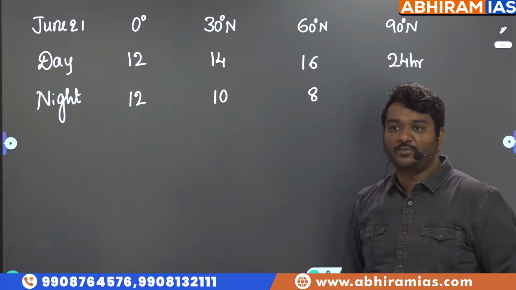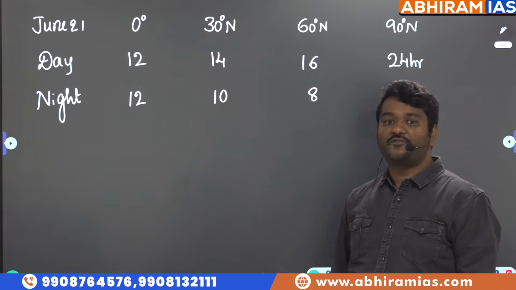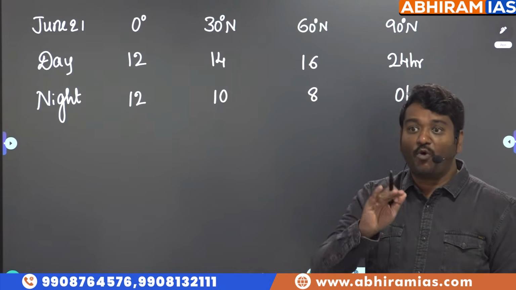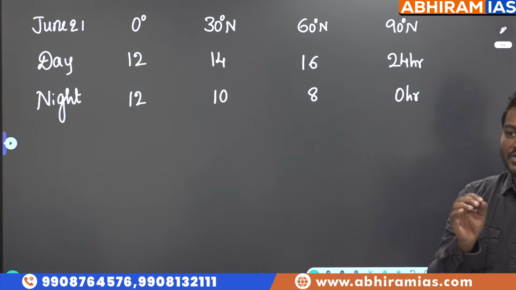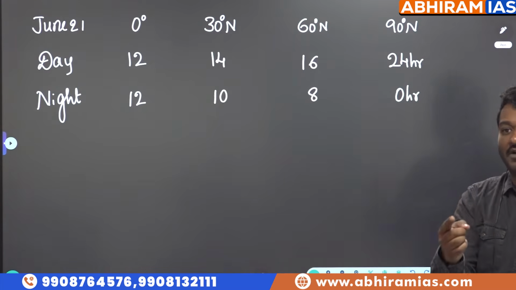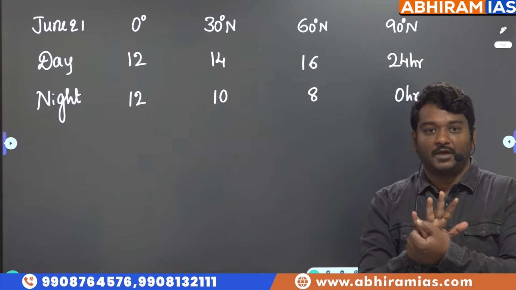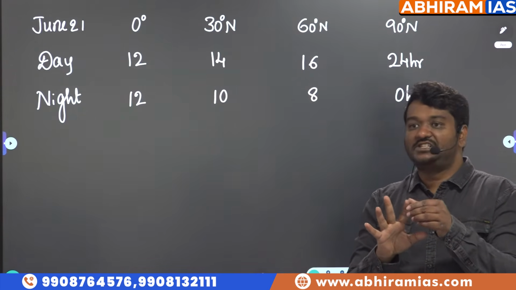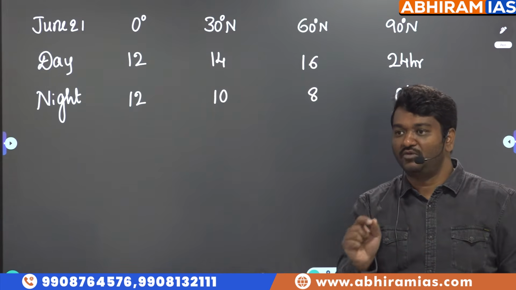What is the 2025 prelims question? They asked, on June 21st, which of the following latitudes will have day length more than 12 hours? Are you getting the point? Options: 30 degree south, equator, 30 degree north, 60 degree north. You have to choose: only 2, only 3, only 4.